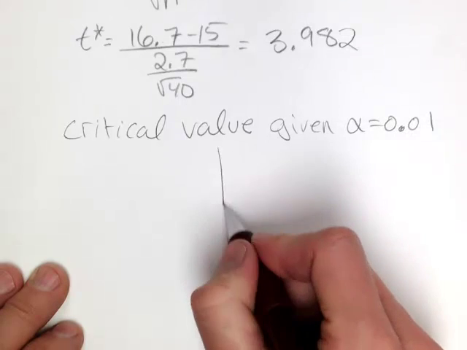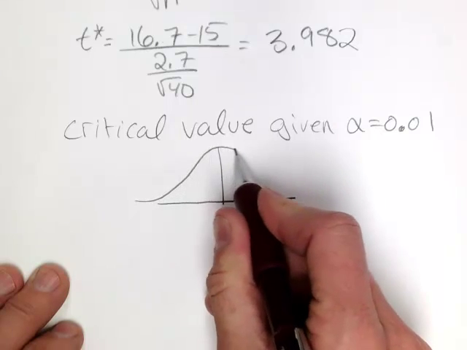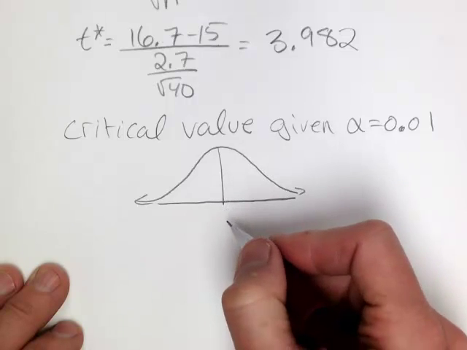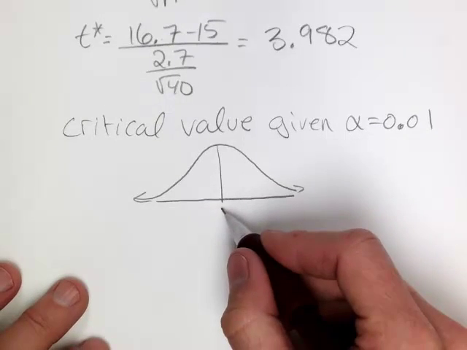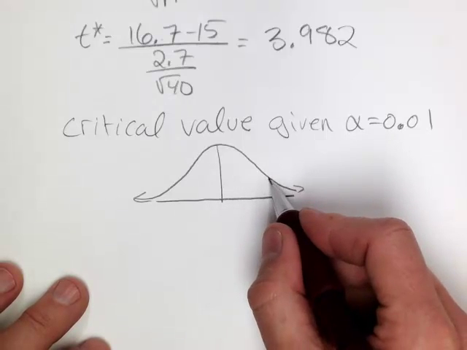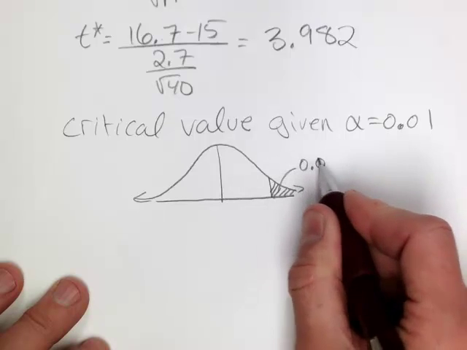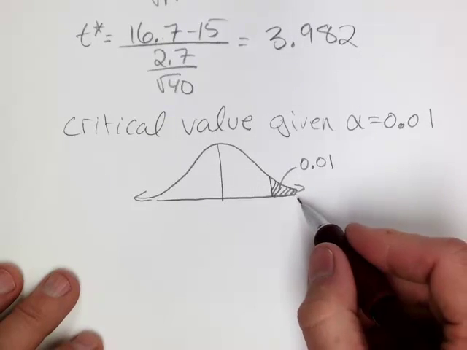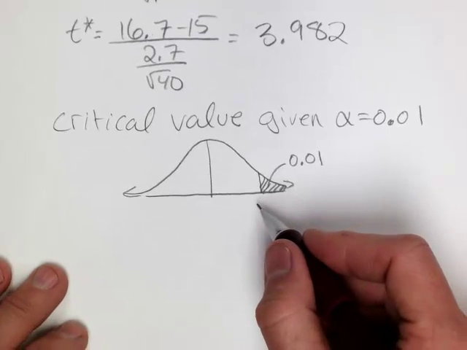I'm going to draw a bell curve because the t-distribution is bell-shaped. It's actually a little bit shorter with heavier tails than the standard normal curve, but the mean is also 0. I'm going to shade 0.01 area in this upper tail. Now I need to go ahead and find this corresponding critical value.